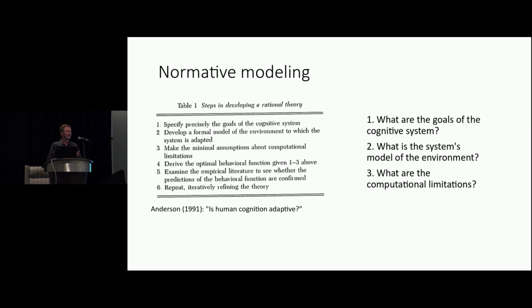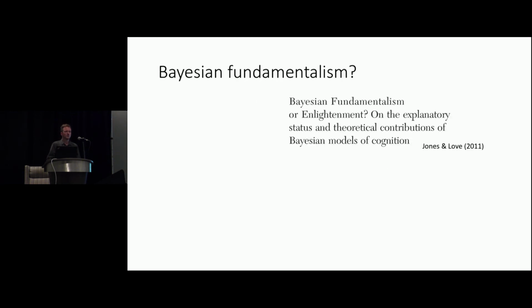But it's rarely clear a priori what the goals of the cognitive system actually are, because you can have idiosyncratic preferences or subjective internal costs, and we rarely know what the system's model of the environment is. They might have some wrong assumptions about the statistics of the task. They might not be perfectly attuned to the statistics of the experiment, and you don't always know what the computational limitations of your agents are.